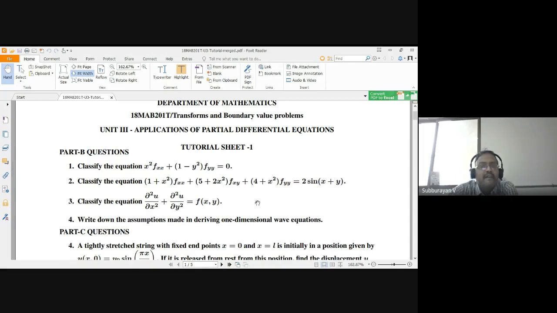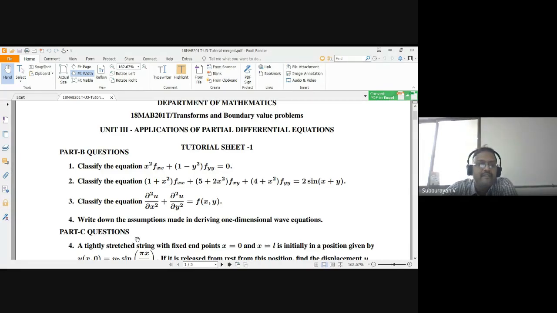Though the equation looks like a complicated equation, 1 plus x square fxx plus something else, b square minus 4ac is simply a constant 9. Therefore, for all x and for all y, the above PDE is of hyperbolic type. Now come to question number 3.